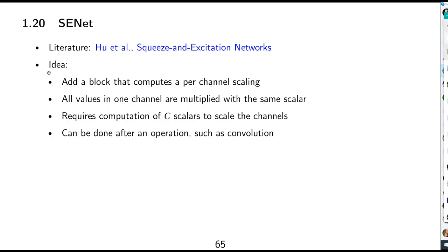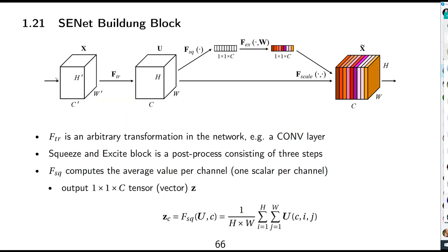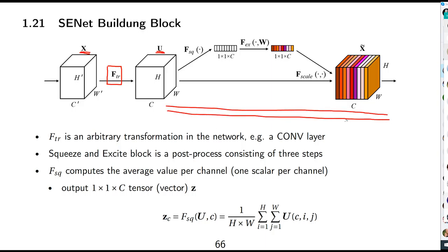And this squeeze and excite block can be used after some operation, for example, convolution. So somewhere in this network, we have a tensor X. This is input to a layer or a block F_tr that is some arbitrary transformation that takes a tensor X as input and outputs a tensor U. The squeeze and excite block is this part shown here that will take this tensor U and transform it to another tensor X tilde, shown here to the right. So basically, the squeeze and excite block is a post process that is used to post process a tensor after it is output of a convolutional layer.